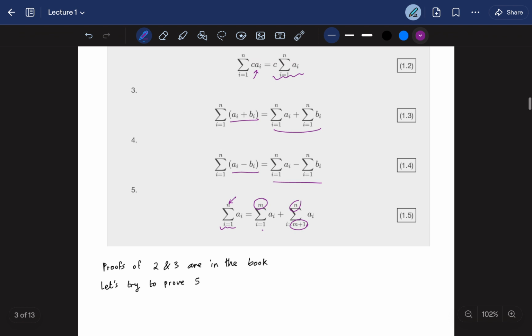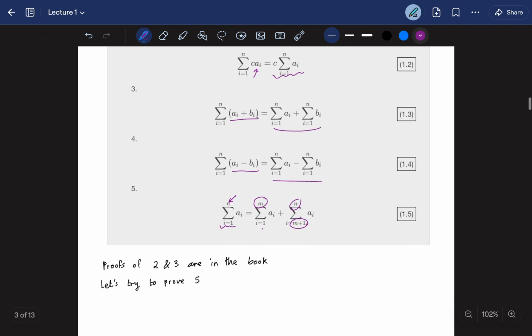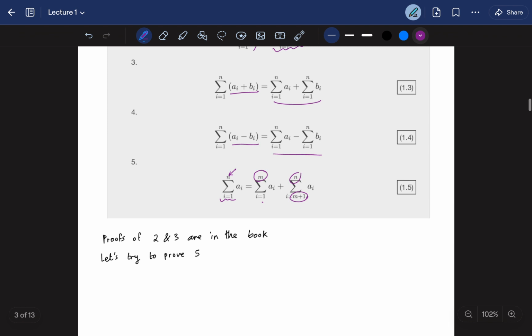Okay, so proofs of 2 and 3 are in the book. You can just read them through. They're not too difficult. Let's try and prove number 5 together.